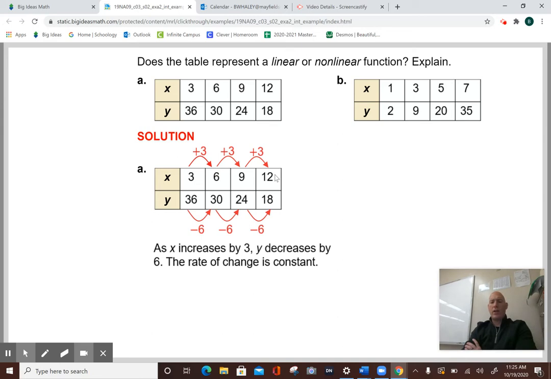So one thing I want to elaborate on that the book doesn't do is the slope. What is the constant rate of change? The constant rate of change is -6 divided by 3. So, sorry for that bell. The constant rate of change here is -2 over 1, or just -2.